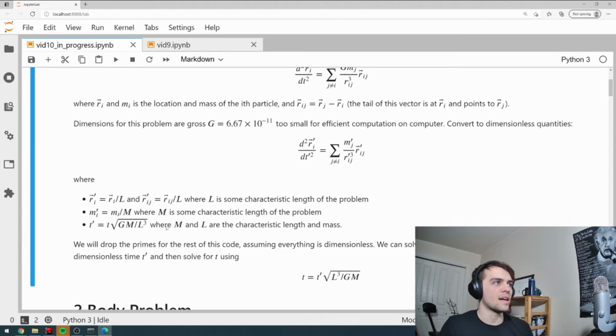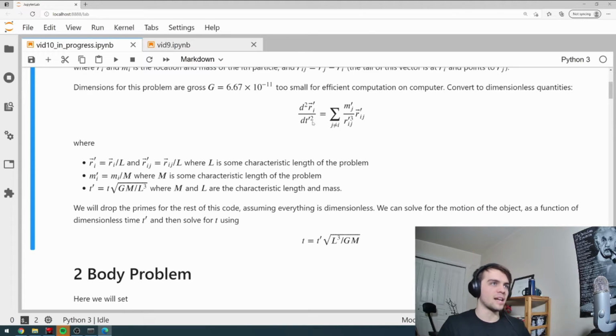So you can pick M and L to be whatever you want so that the units are adjusted on the computer. And you think, okay, well, that's cheating. Like, how do you get the actual solution then? Well, you solve this differential equation as a function of time, T prime, and at the very end, right? So you can plot something as a function of T prime.